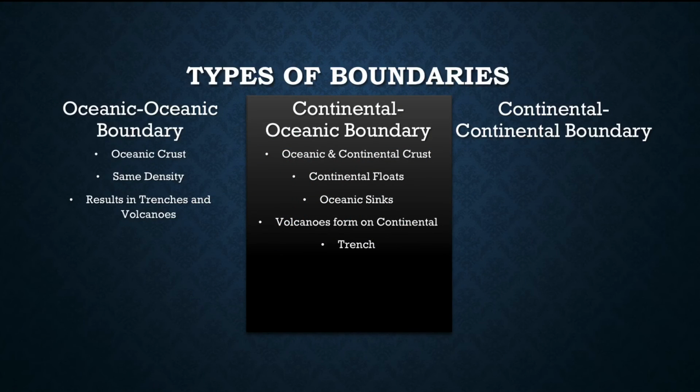So in a continental oceanic boundary, oceanic and continental crust come together, and because it is denser, oceanic crust will sink below the continental crust. This causes the trench to form, and when the oceanic crust melts and rises to the surface of the continental crust, volcanoes will form.